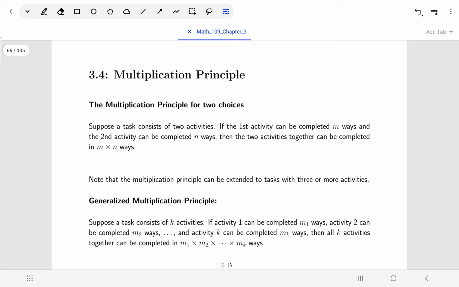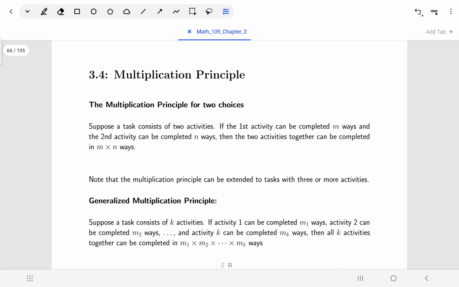Welcome back. In this section, we're going to be looking at the multiplication principle, which is one of our fundamental principles that we use for counting. For this principle, we're thinking about a scenario where we've got some sort of task that we need to do, and that task can be broken down into some smaller activities that are either done back to back or maybe done simultaneously. It doesn't really matter.